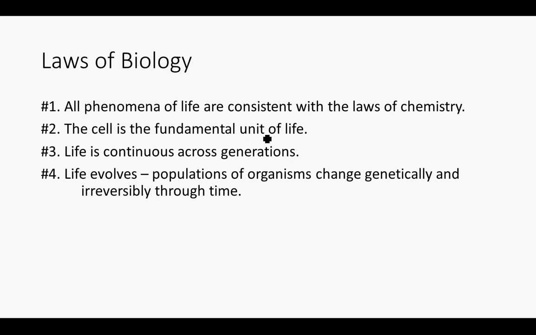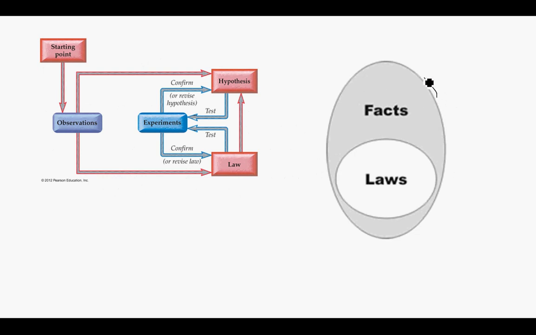So here are some examples of some laws or some facts in biology that came about through experimentation. Law number one is all phenomena of life are consistent with the laws of chemistry. Number two, the cell is a fundamental unit of life. Three, life is continuous across generations. And four, life evolves. So you can see that there's even a little bit of characteristics of life involved in these laws of biology. And this is the overarching principle that laws are facts. These are the answers to many, many experiments. They're very specific, and they answer usually a specific question.